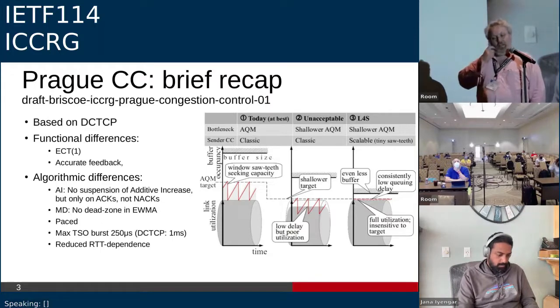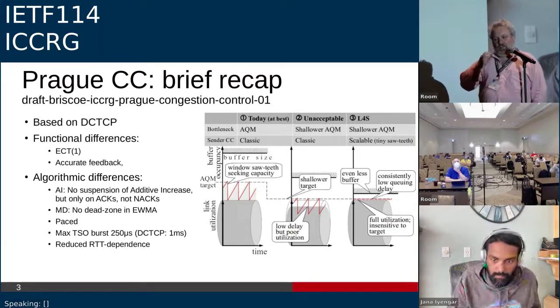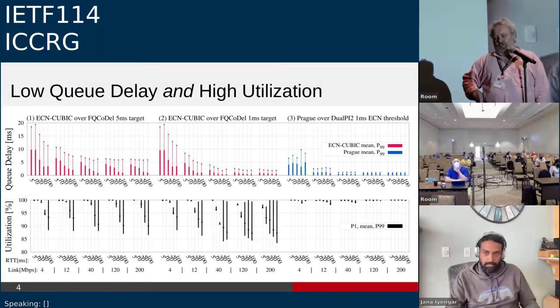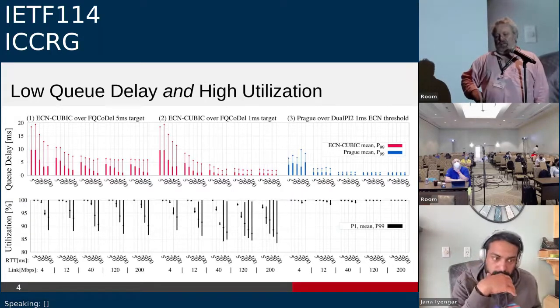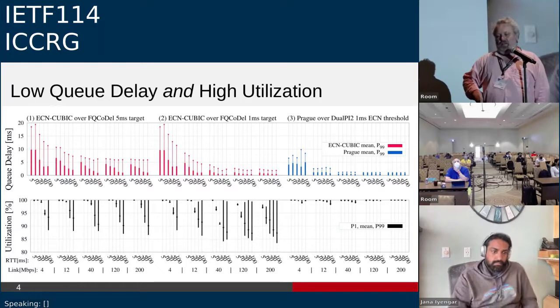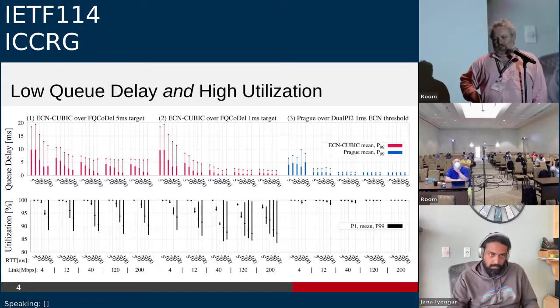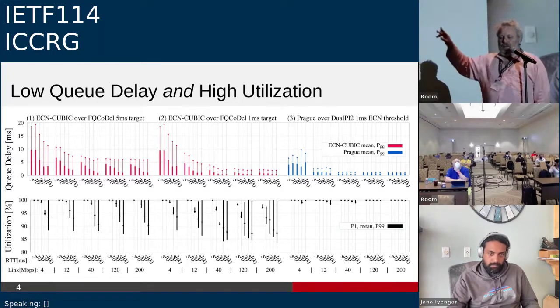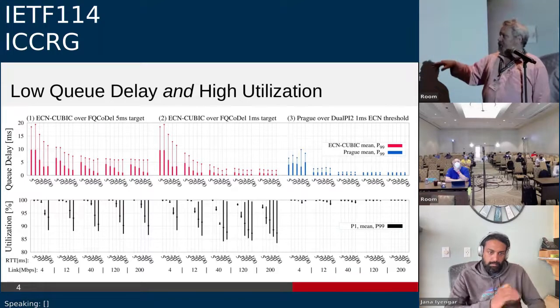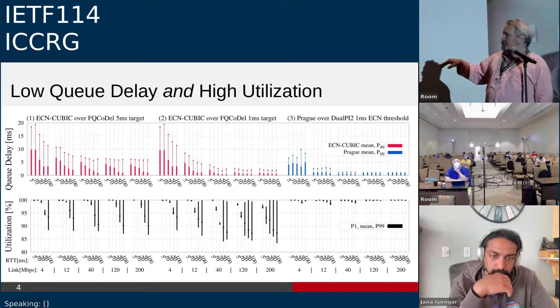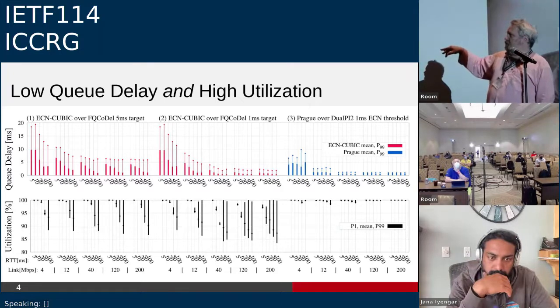So next slide is going to be empirical results that prove that, just with a single flow. On the left is a cubic flow, ECN cubic in fact, to show that it's not ECN that's doing it, but it's the cubic-y part of it. Happens to be using FQ-CODEL, but any classic AQM would do. And the left-hand column of results uses a 5 millisecond target, and the middle column uses a 1 millisecond target. And then the right-hand column is Prague over dual pi squared, also using a 1 millisecond target.